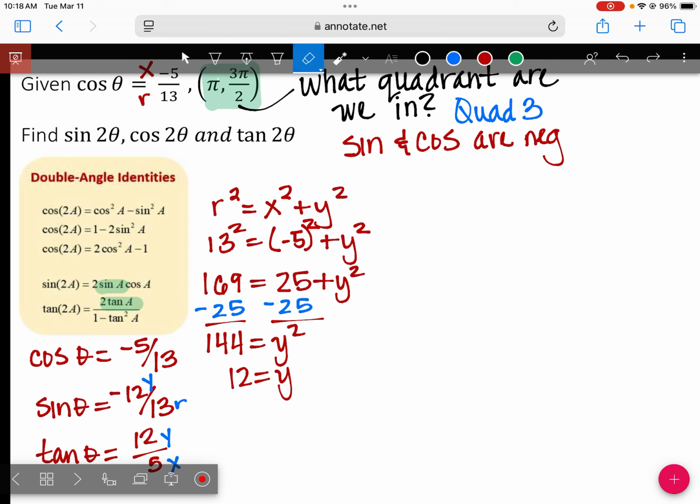Okay, so now any other questions before I erase and start finding our 3? Okay, so now let's look at it.